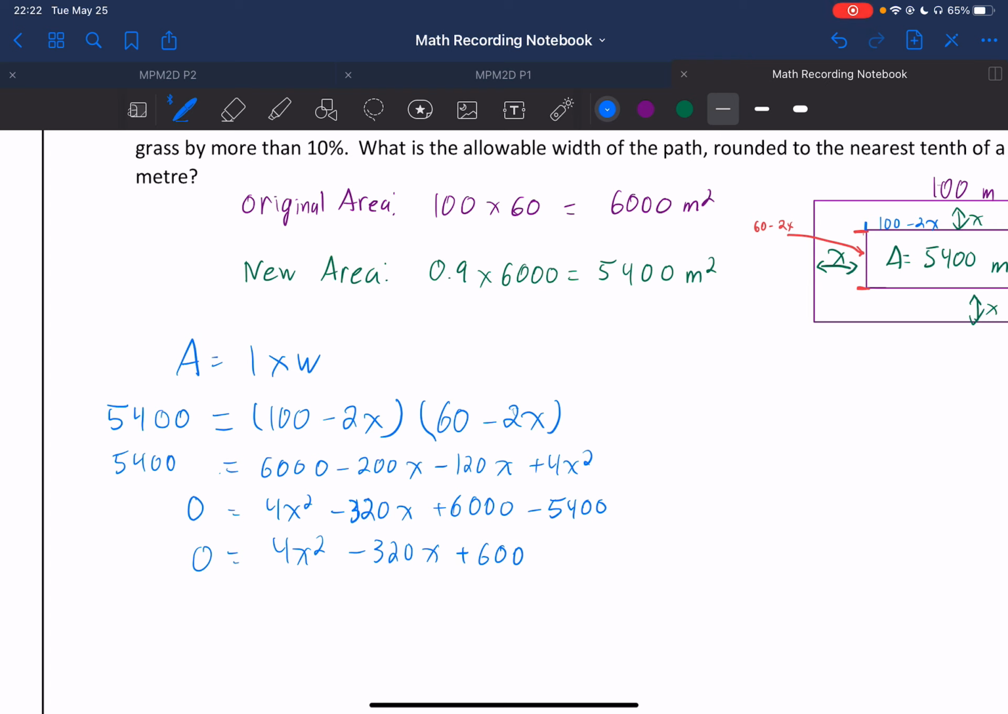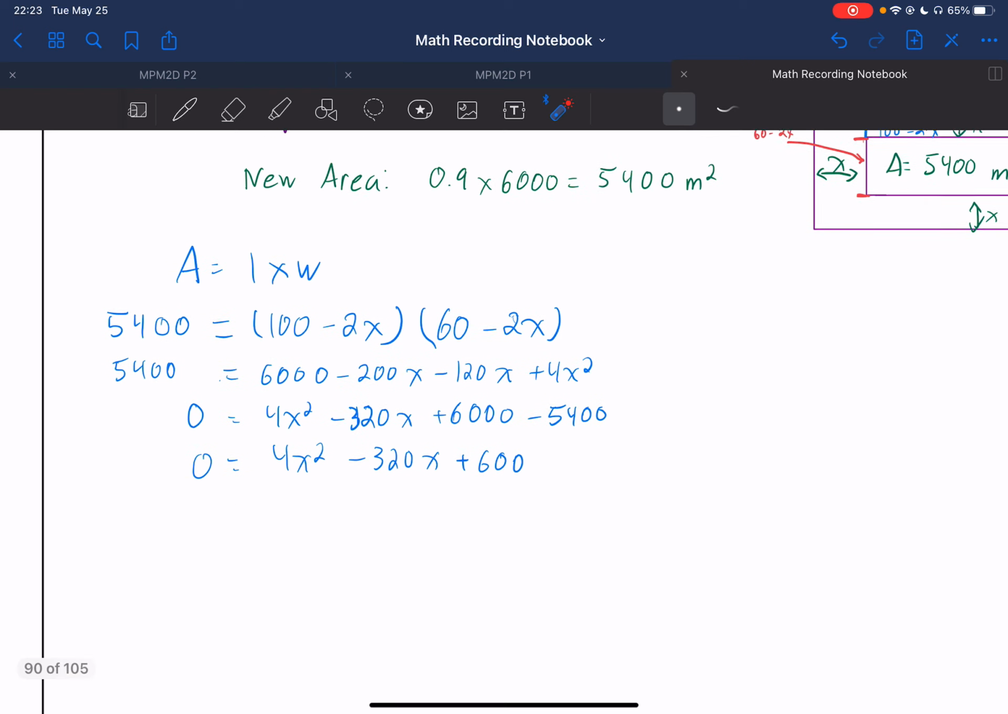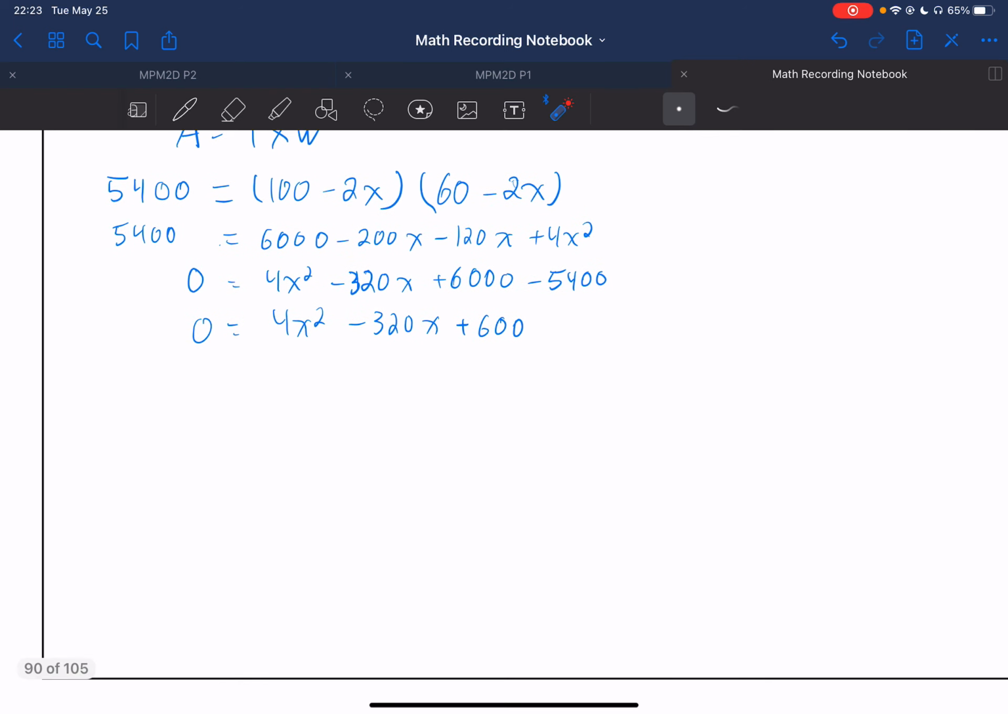Okay, looking at this guy, this doesn't look too easy to factor, and I don't really feel like factoring that either. So what we're going to do first, just to make our numbers a little bit easier for using the quadratic formula, is pull out this 4. So we're going to have 4 bracket x squared minus 80x, plus 6,000 minus 5,400.